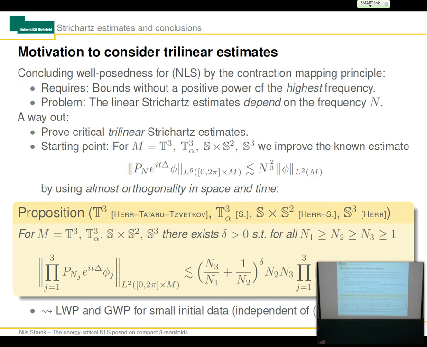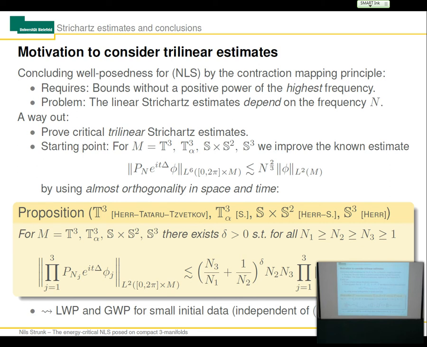In all those 4 cases, we want to improve the known L6 estimate, which looks like this, by using almost orthogonality in space and in time. And then we can prove the following estimates in every one of these 4 cases. For example, for the T3 case, it was done by Herr, Tataru and Tzvetkov, on the irrational tori by myself, on S cross S2 by Sebastian Herr and myself, and on Sol manifolds by Sebastian Herr.